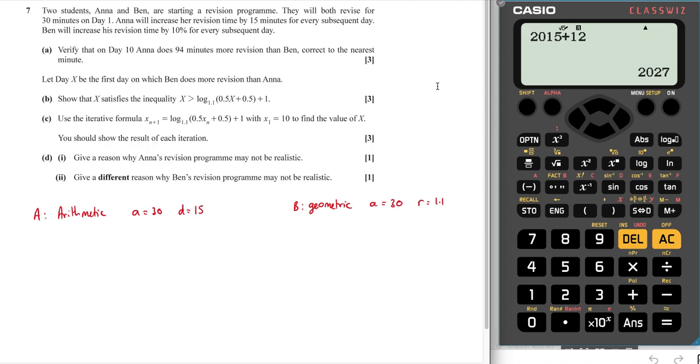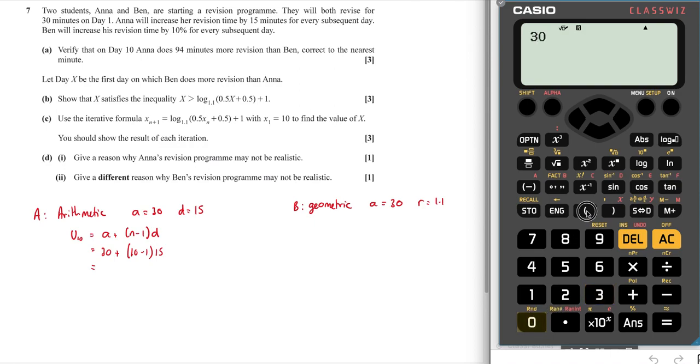Verify that on day 10, Anna does 94 minutes more revision than Ben, correct to the nearest minute. So day 10, we're not looking for a sum of it, we're just looking for the value of each of these on a particular day. So we need U10, and for the arithmetic, that is A plus n minus 1 D. Not given to you on the formula sheet, you do have to know that. So that is 30 plus 10 minus 1 times 15. So we just stick that in the calculator.